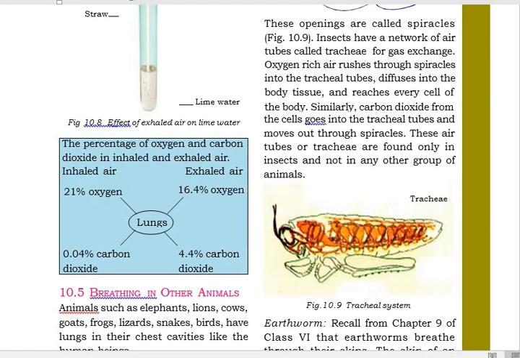These air tubes or tracheae are found only in insects and not in any other group of animals. So these tracheal tubes are only seen in the case of insects.